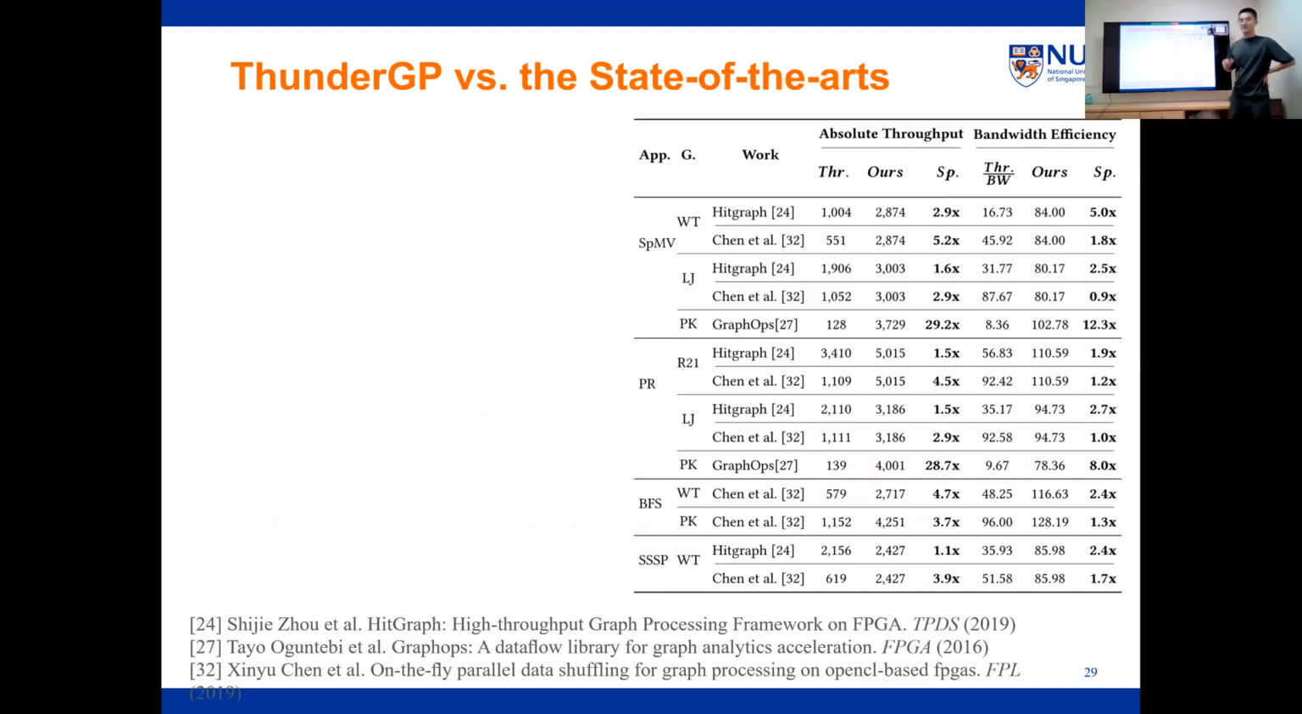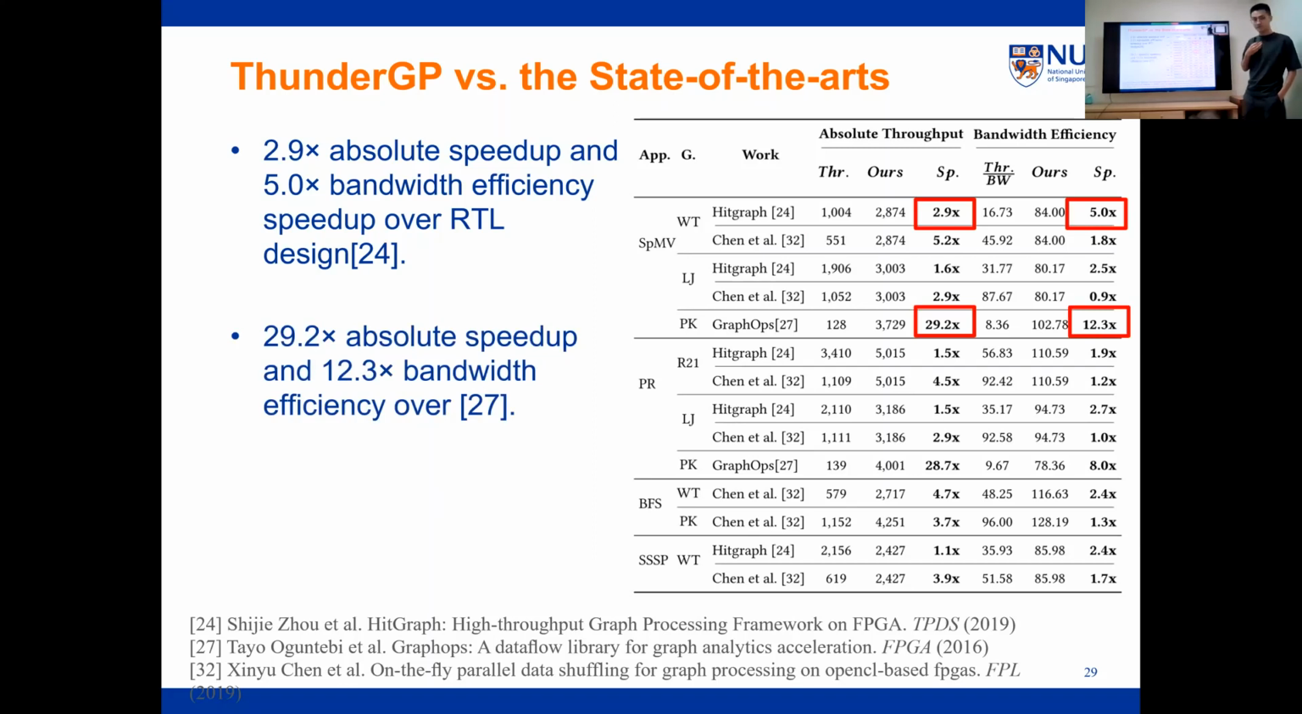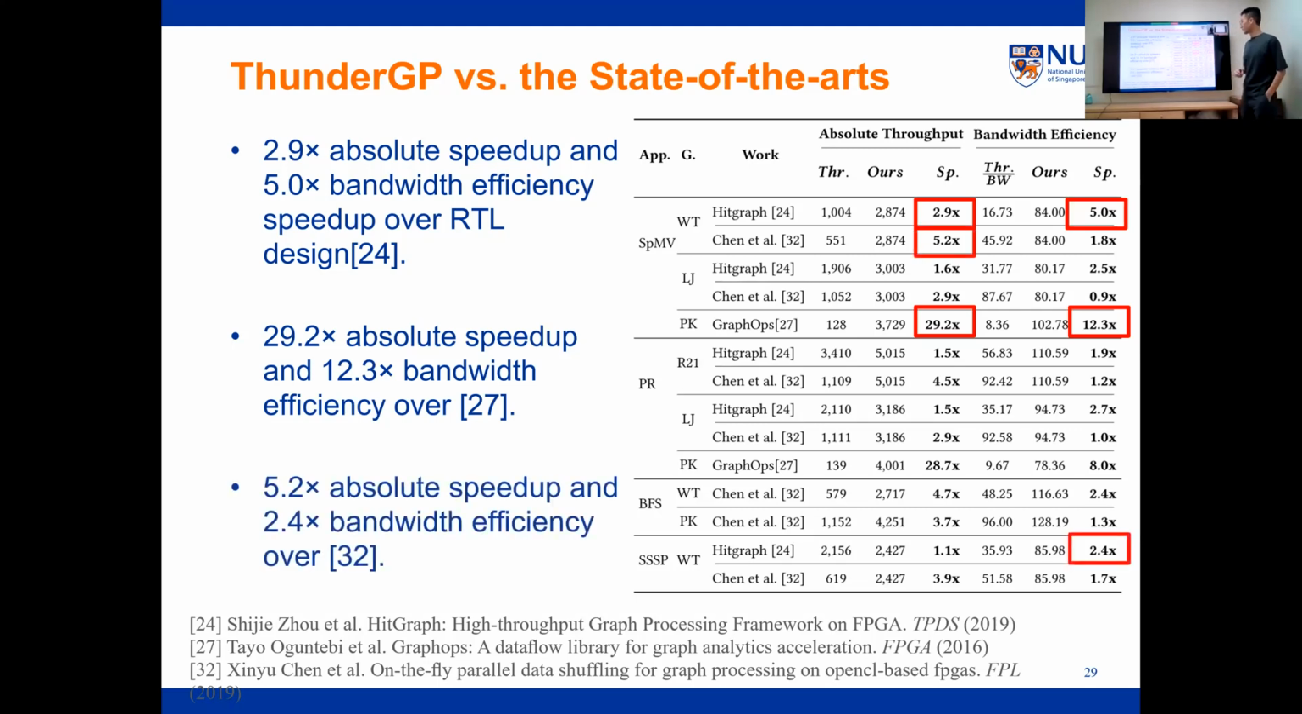Lastly, we compare ThunderGP with the state-of-the-art implementations. Firstly, we compare with RTL-based solutions, where we deliver up to 2.9 times absolute speedup and 5 times bandwidth efficiency speedup. We then compare with the HLS-based work, where we deliver up to 30 times absolute speedup. We also compare with our previous work, where we deliver 5.2 times absolute speedup.